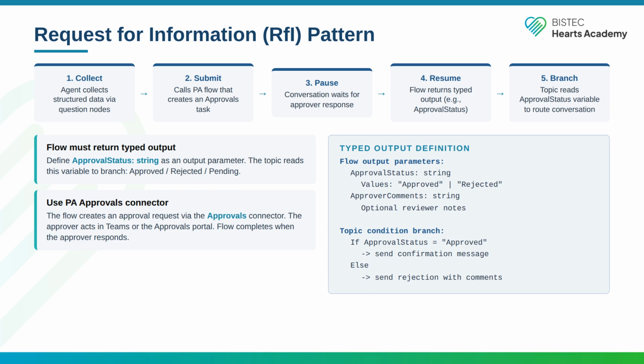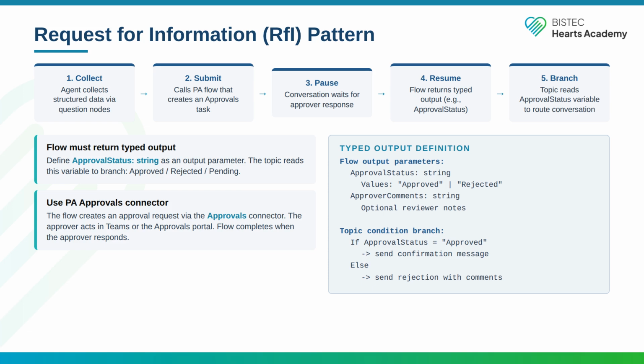In the fourth stage, when the approver acts on the approval request, the Power Automate flow completes and returns typed output to the topic. The critical output parameter is approval status, a string variable with values of approved or rejected. An optional approver comments string variable carries any reviewer notes. In the fifth stage, the topic reads the approval status variable in a condition branch. If the value is approved, the agent sends a confirmation message and proceeds with downstream actions: notifying the requester, updating a system of record, or completing the workflow. If the value is rejected, the agent sends a rejection message including the approver's comments.